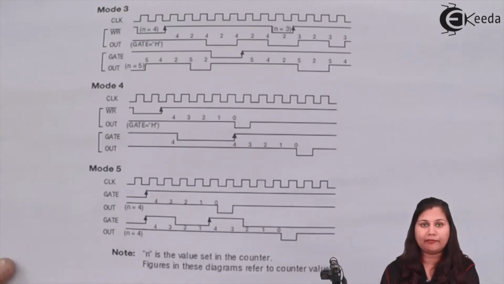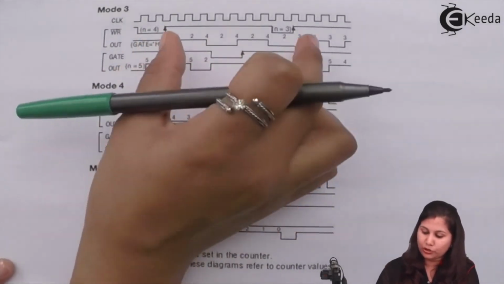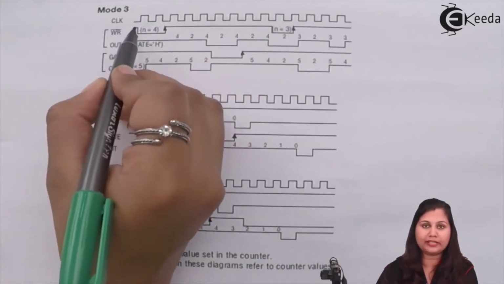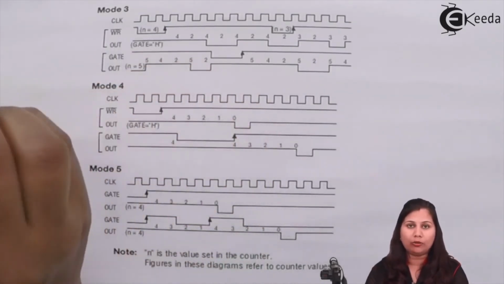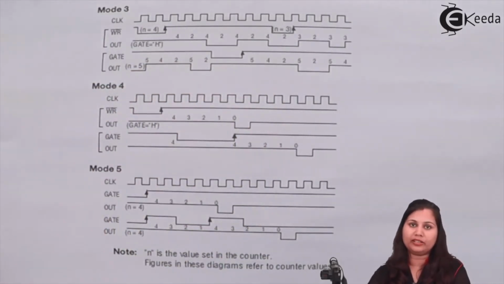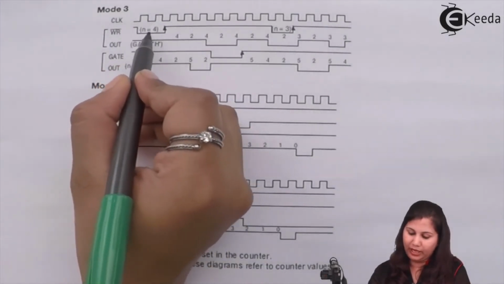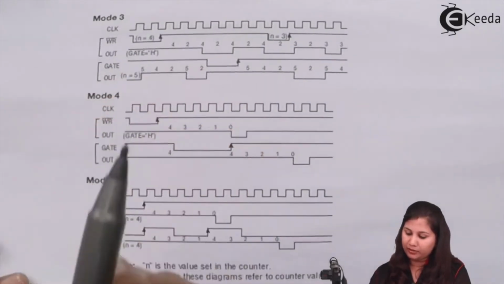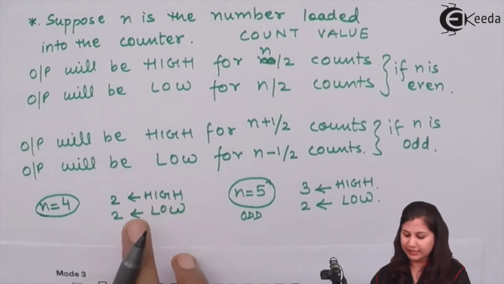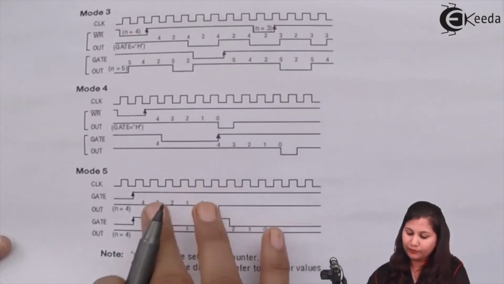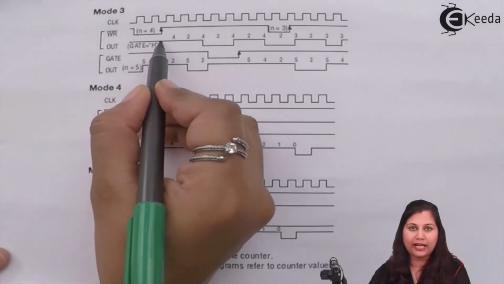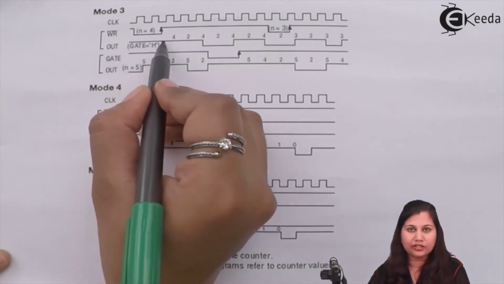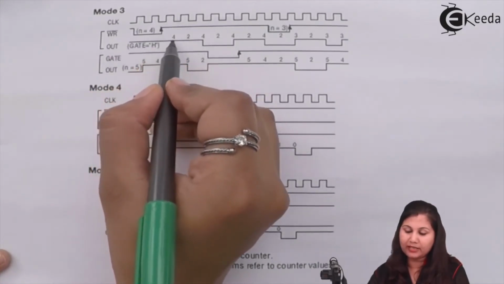So this is the timing diagram for mode 3, here the first figure. In this diagram, we have the clock pulses, then we have the write signal, which is used to write or load the counter with the count value and to write the control word in the control register. Here we have taken the count values as 4 and 5. When the count value is 4, the output will be high for 2 clock cycles and low for 2 clock cycles. Initially the gate signal was high, you can see here. When the gate signal is high, the output signal is initially high. Then after 1 clock cycle the counting will start.